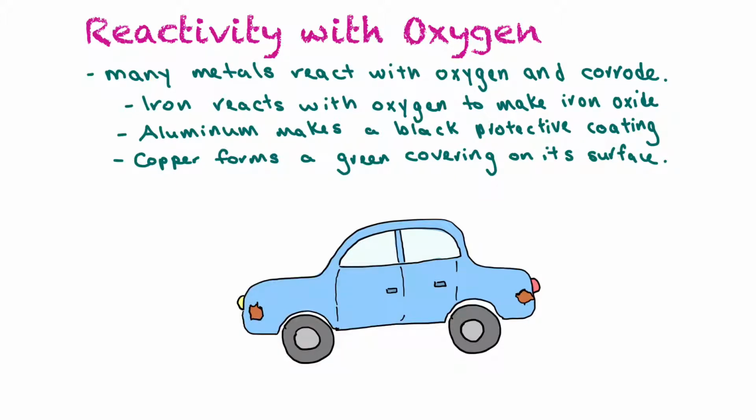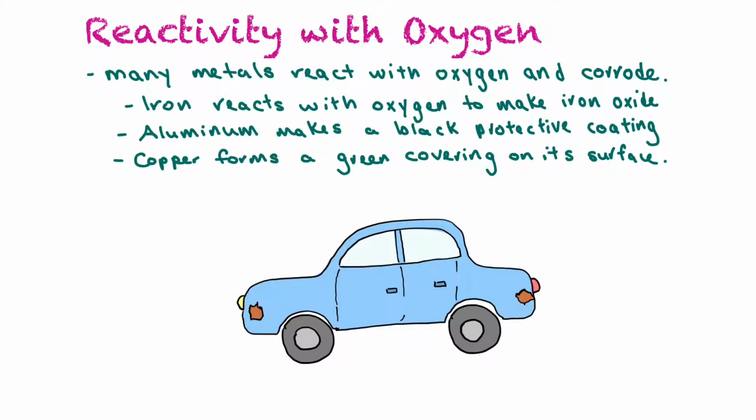Another chemical property would be a substance's reactivity with oxygen. So many metals will react with oxygen and corrode. For instance, iron will react with oxygen to make iron oxide, which is what we call rust. So you can see here on this car, there's some patches of rust.